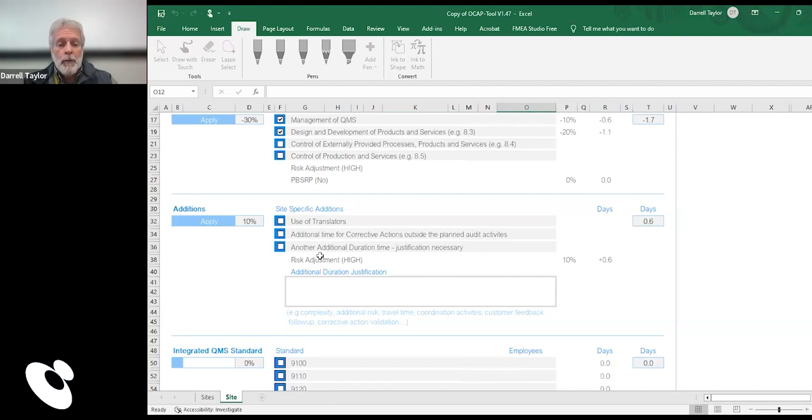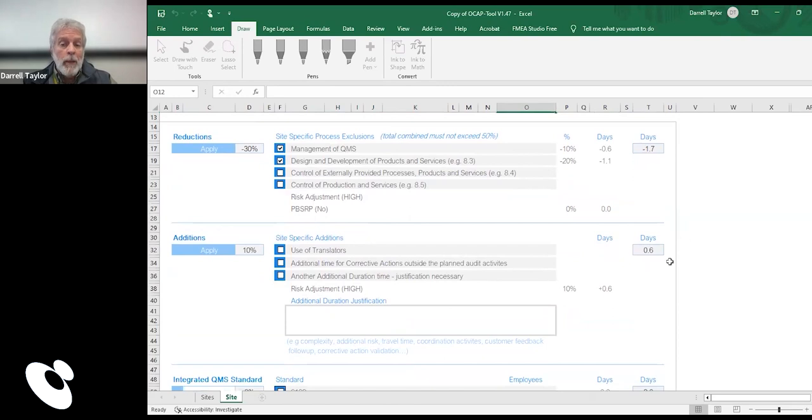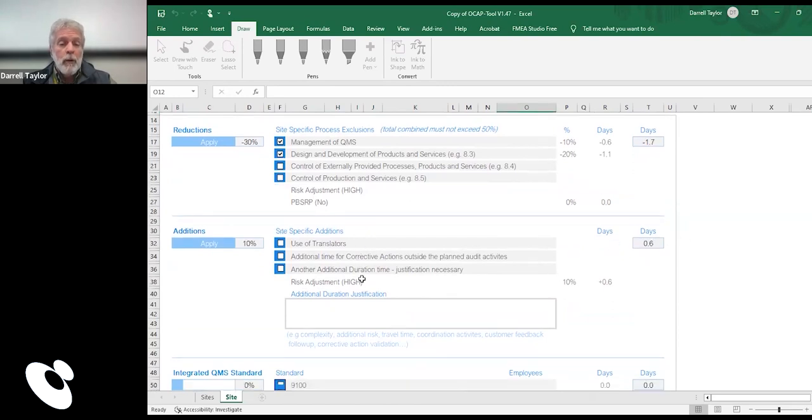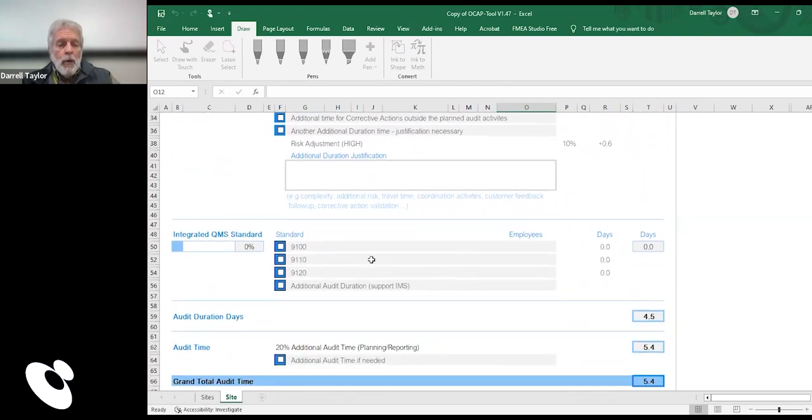This got bumped for additional time. That's why it doesn't show up here. But we did say they were high risk, so they got an add of 0.6 days because they are a high-risk company. So this kind of flowed; these are hooked together. I won't go into it today. We don't really have a lot of time to cover integrated systems, but it is in here.